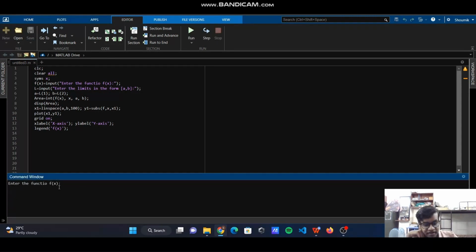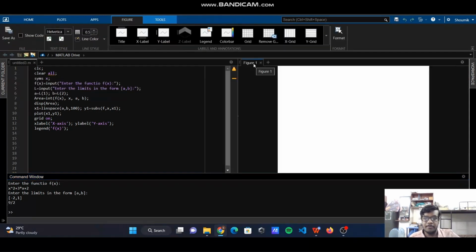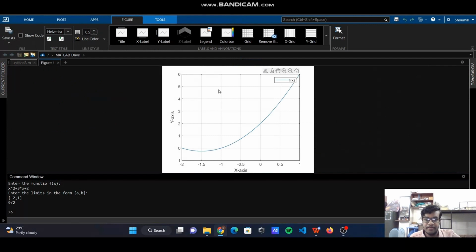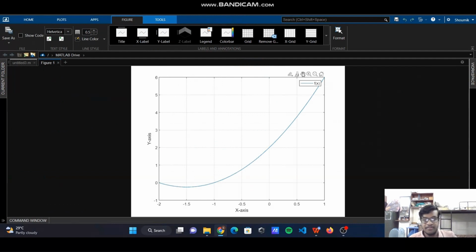Let's take a much different function, x square plus 3x plus 2, from -2 to 1, right? 9 by 2. Let's look at the plot. There we go. So this is the plot of the function with respect to the x and y axis, and obviously we already have the legend. There's only one variable.